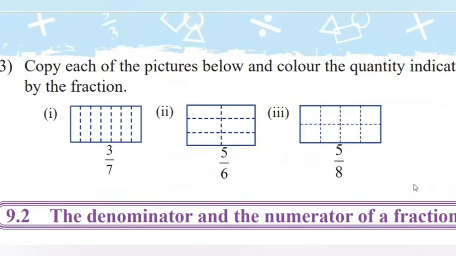Here 3 out of 7. That means this whole one has been divided into equal 7 parts. So 3 has to be colored. Then how do we do the coloring? It is done like this. Okay? Or anyway, any parts.